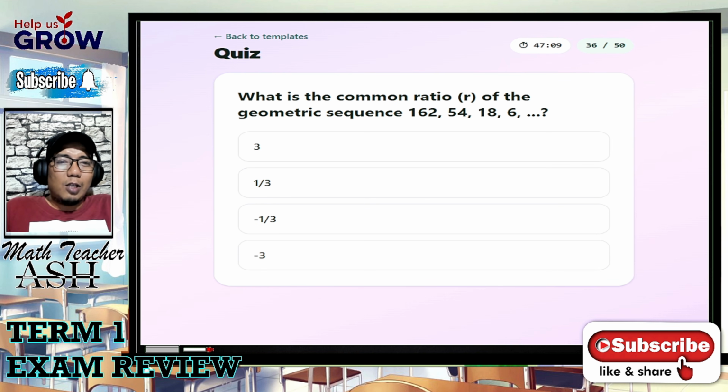What is the common ratio of the geometric sequence 162, 54, 18, 6, and so on? Is it 3? Is it 1/3?